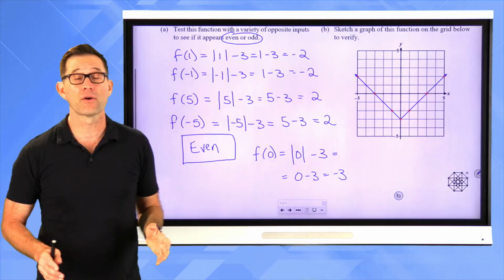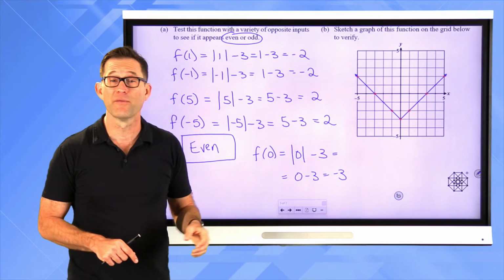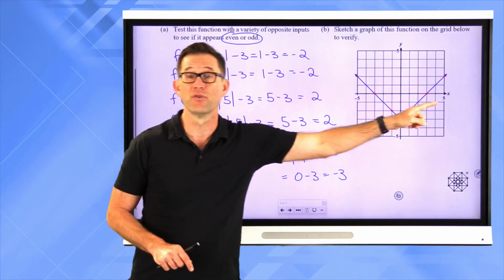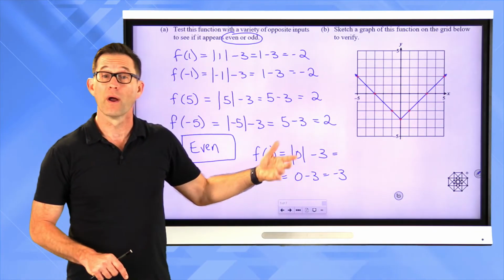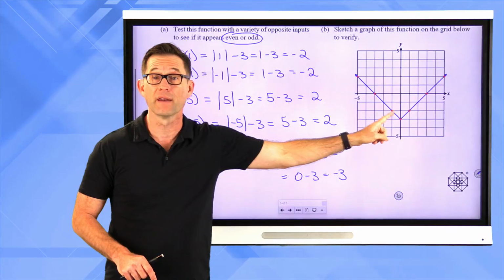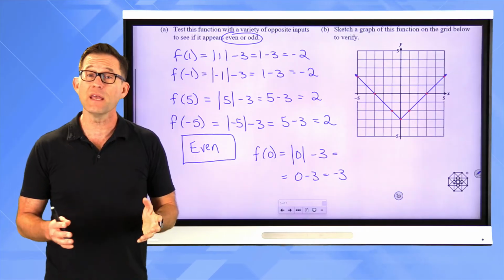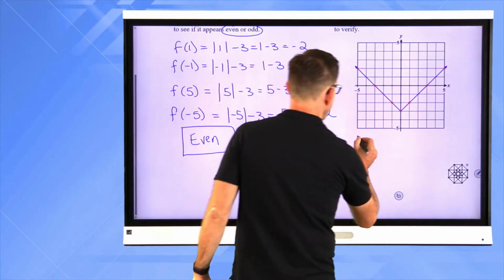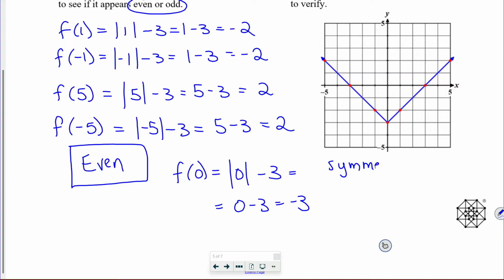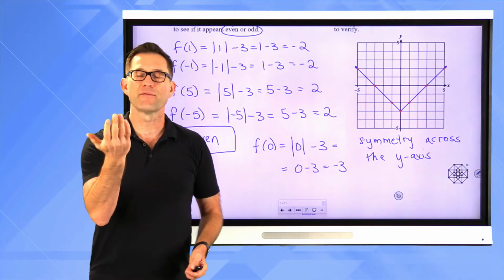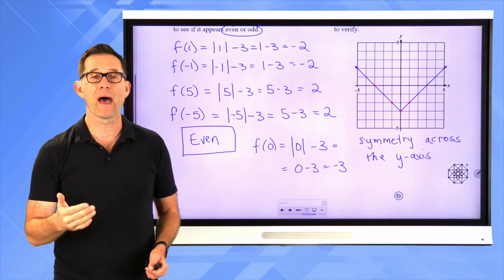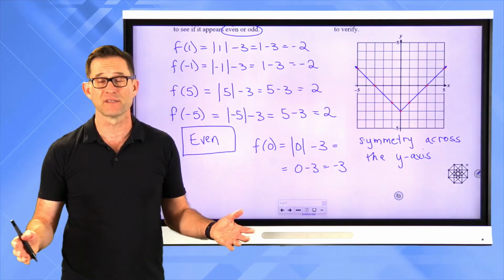And if we want a really accurate graph, of course, we can generate a really good table of values. But here's that negative 5, positive 2, positive 5, positive 2, right? As well, we've got our negative 1, negative 2, positive 1, negative 2, and our 0, negative 3. And what we again see is that beautiful, and let's make a little note underneath here, symmetry across the y-axis, right? We could literally take that graph, flip it across the y-axis, and it would get mapped onto itself. It would land on itself.